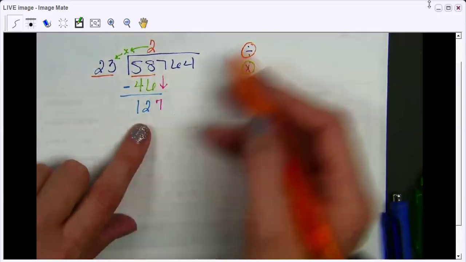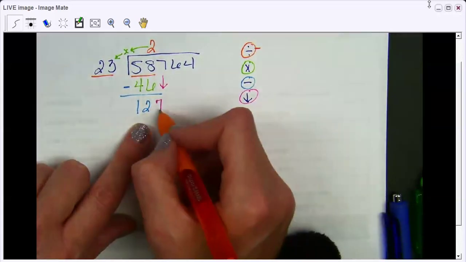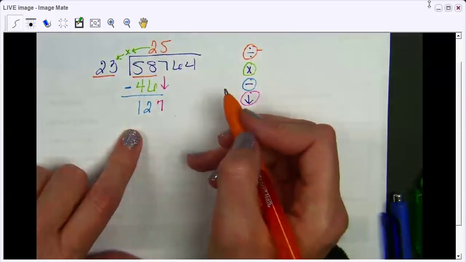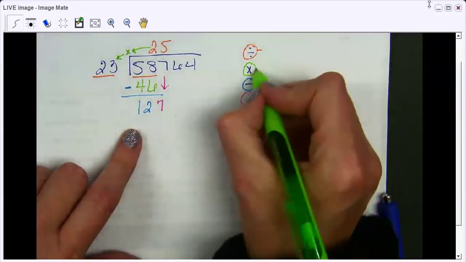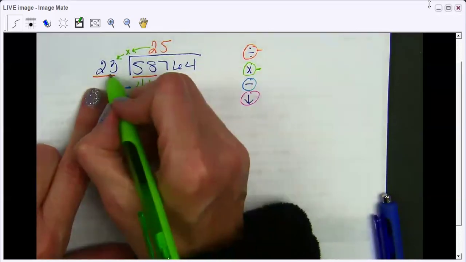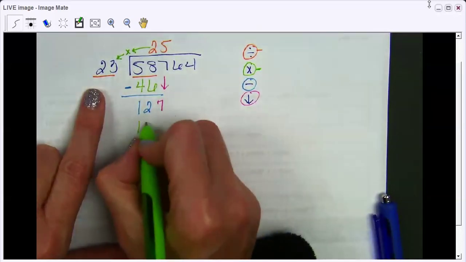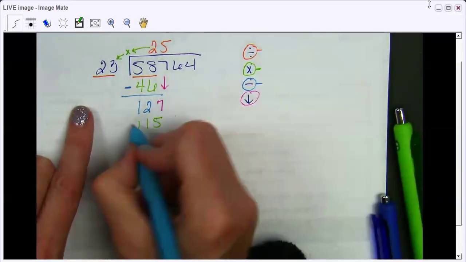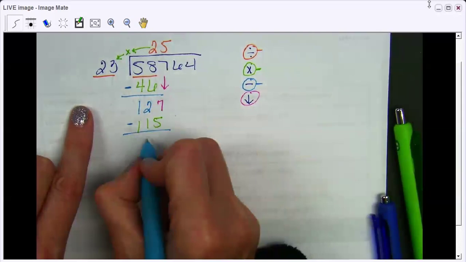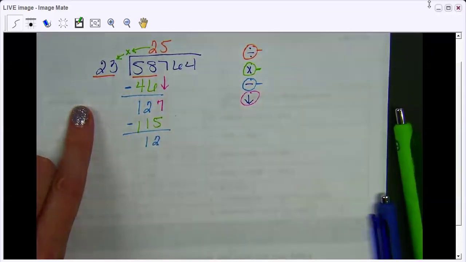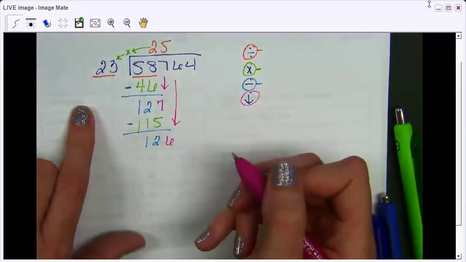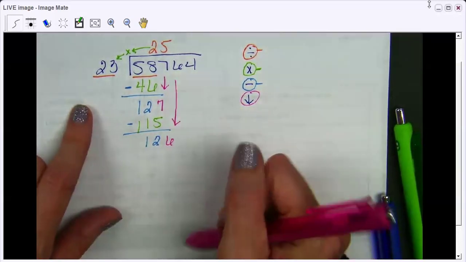23 goes into 127 5 times. We're going to divide. Now we're going to multiply. 5 times 23 is 115. Now we're going to subtract. 127 minus 115 is 12. And now we're going to bring down. And we have 126 and we start all over.